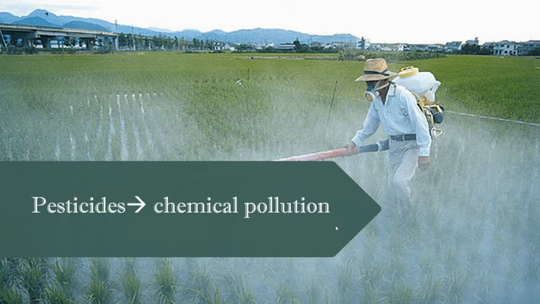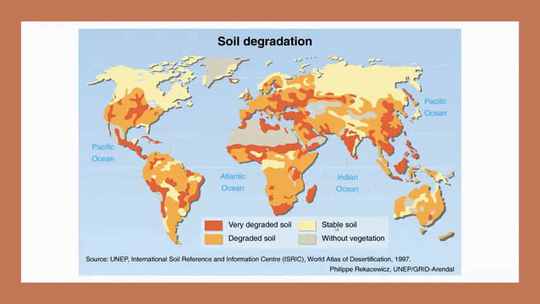One way soil can become polluted is from pesticides, so that will degrade soil as well. And overall in the world, we can see a fair amount of soil degradation where places that humans live pretty commonly. Stable soil is where there aren't as many humans. And then, of course, there are places like the Sahara Desert, the Gobi Desert, where there's really just no vegetation either, usually because of climate or biome.